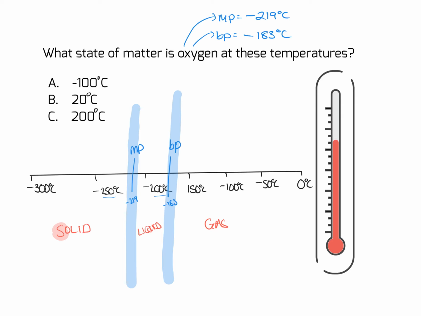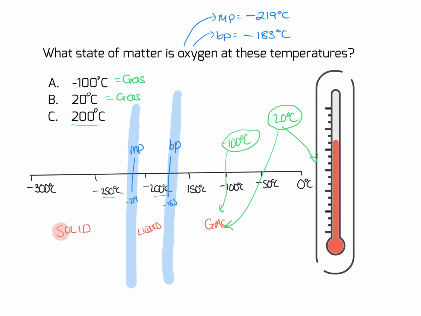We want to know at minus 100. Let's find that and mark it on. Minus 100 degrees Celsius is here, and it's in the gas section. So minus 100, it would be a gas. 20 degrees is a positive number. 20 degrees is going to be off the scale that way. There we go, all the way up there, and it's still in the gas section. So at 20 degrees, oxygen is a gas, we know that.